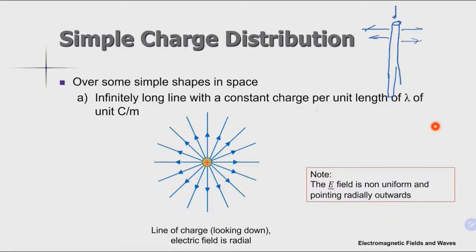And we use charge per unit length, and normally we use the symbol lambda for charge per unit length, and the unit will be coulombs per meter. So for a point charge, we say coulombs. If you have a length of line, then we define the charge per unit length.